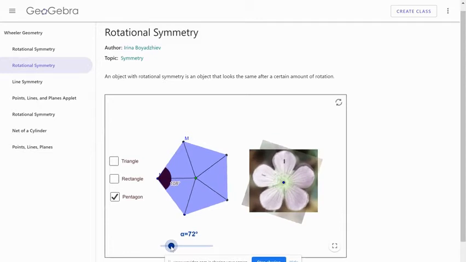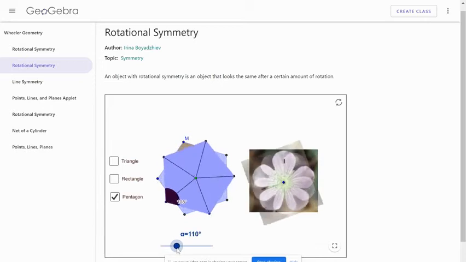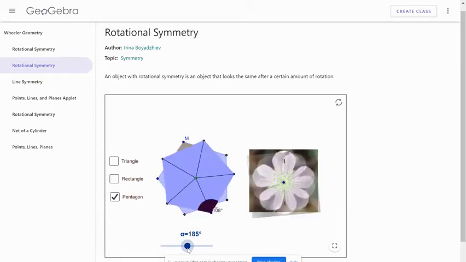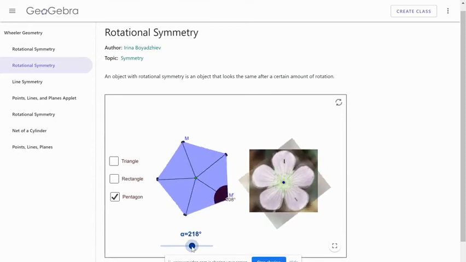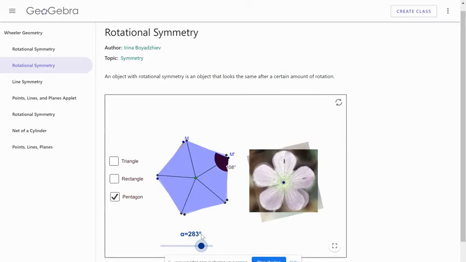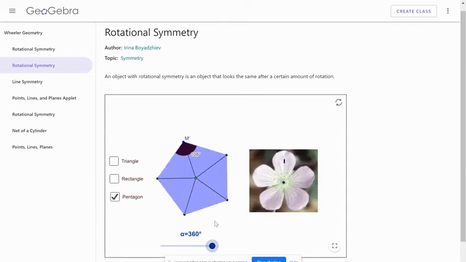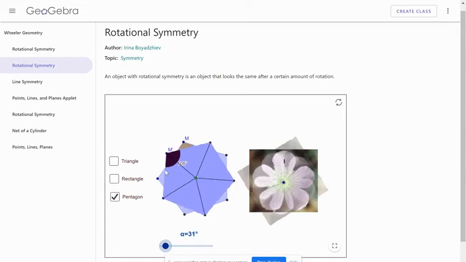If I can stop, there we go, at 72, it looks the same. Then I go another 72, so that's 144. Then another 72, that should be 216. And then another 72 puts me at 288. And then the last one would bring me back to 360, which we know doesn't count. Okay, so it's multiples of 72.